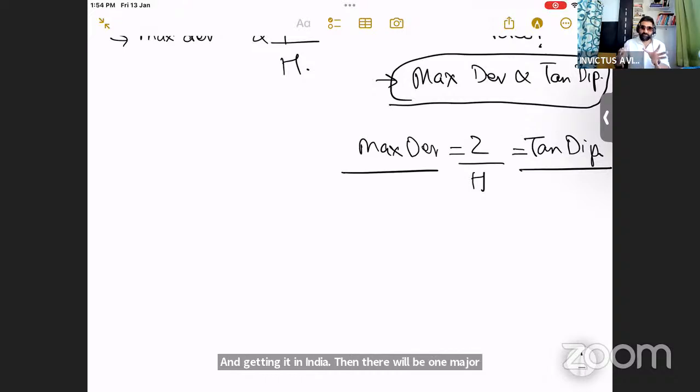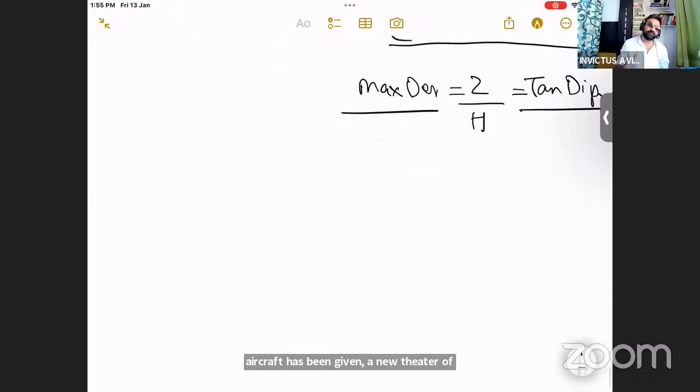This change from one location to another is given in your textbook as: whenever the aircraft has been given a new theater of operation. Theater of operation means the area or country or state of operation, generally the country.